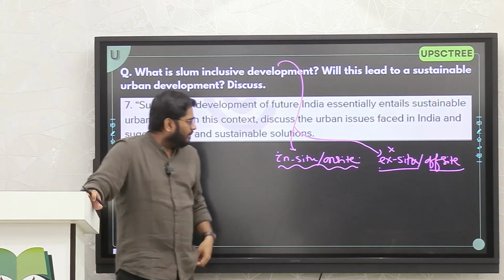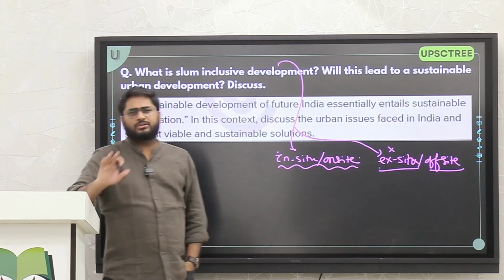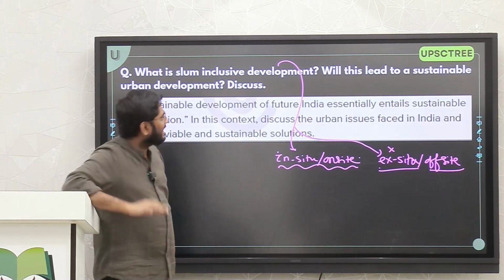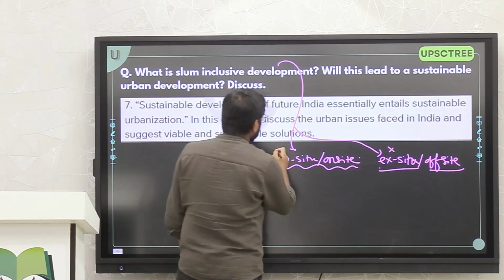So governments across, not only Odisha, across India, have thought that no, we should go for in situ or on-site slum rehabilitation.